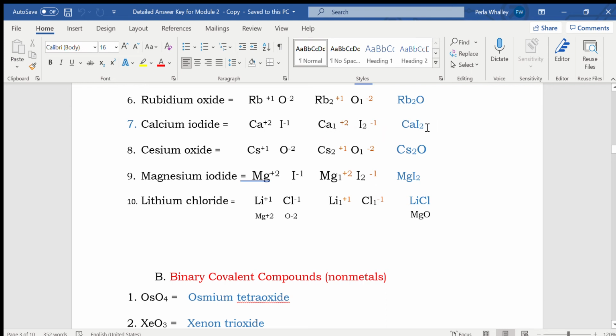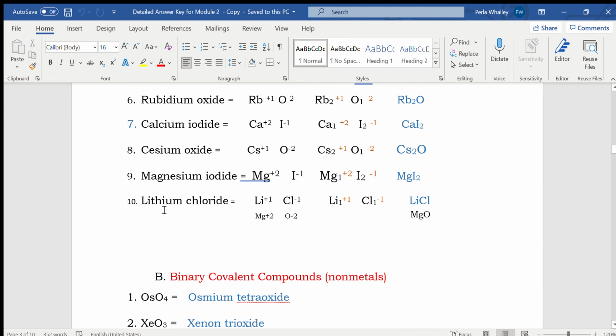CaI2. So 1 times plus 2 is plus 2, 2 times minus 1 is minus 2, plus 2 plus minus 2 is equal to 0. That means our formula is correct. So you can always check. Cesium, okay, the same process. Magnesium iodide, the same process.